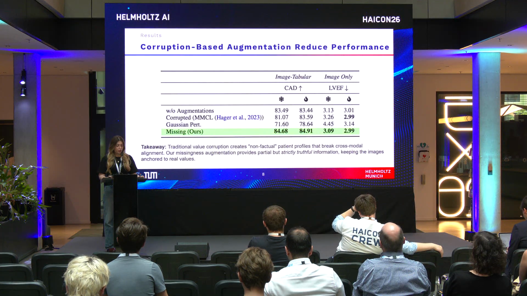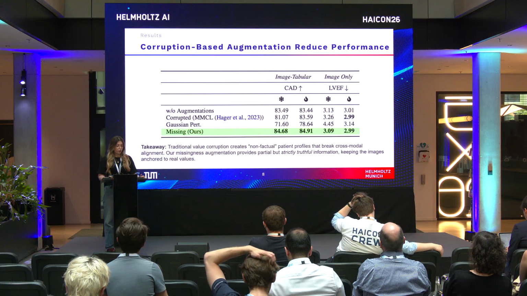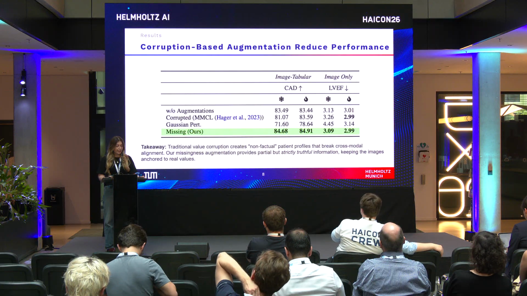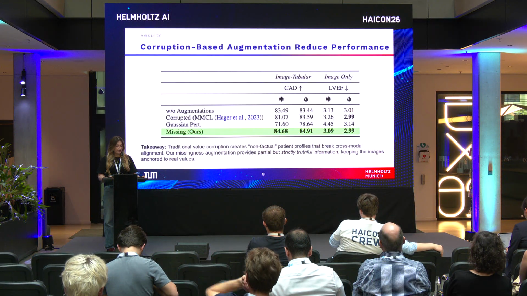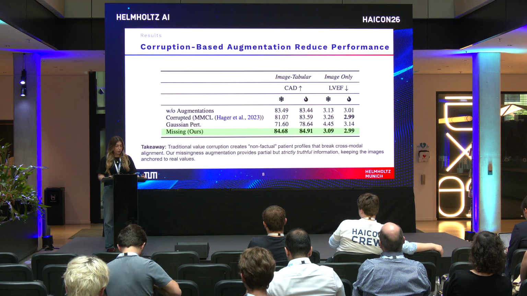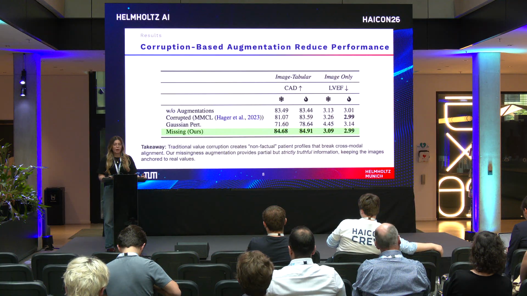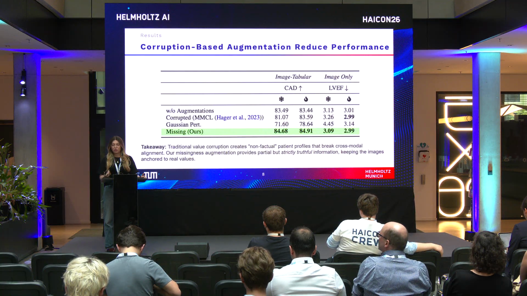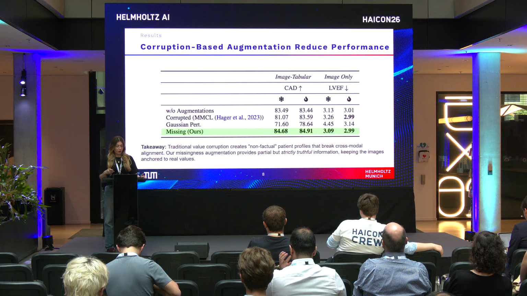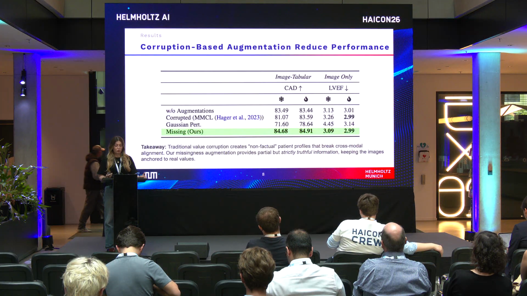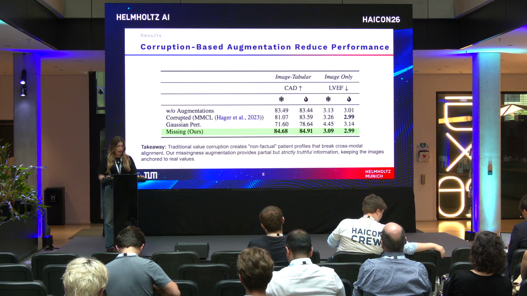Furthermore, we also looked into how this missingness augmentation at pretraining actually affects the performance. What we found is that our missingness augmentation compares favorably to the corruption-based methods used in prior works. By corruption-based, we mean that they would take the actual table and switch some of the values with other values that appear in that column. So essentially, you try to align the image with information that is no longer factual because you switch the values in some of the attributes.